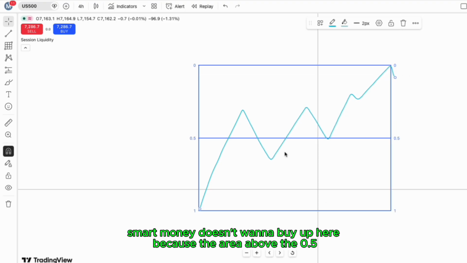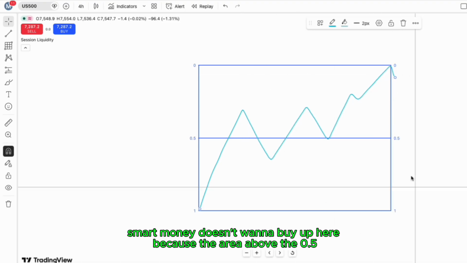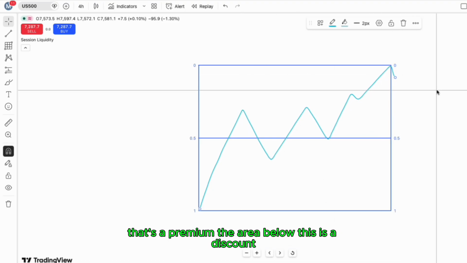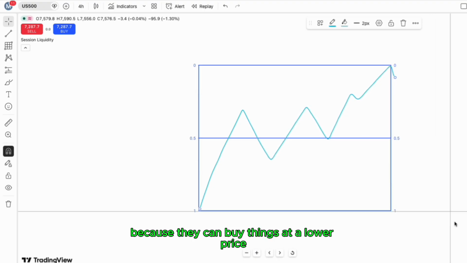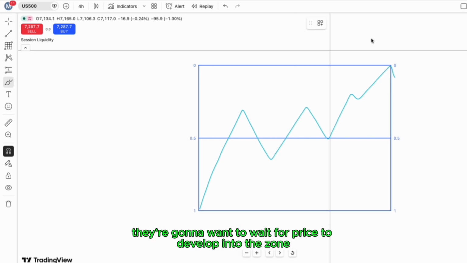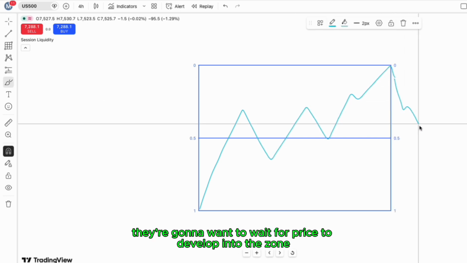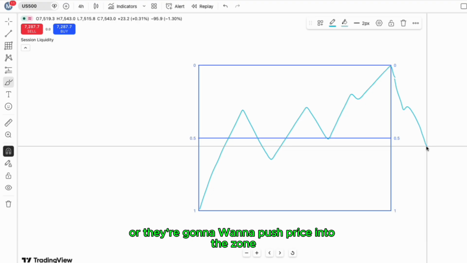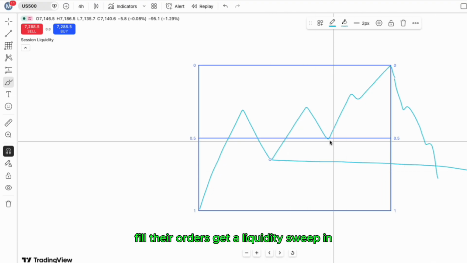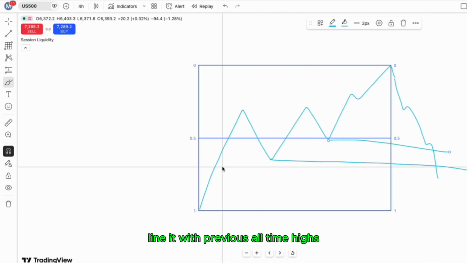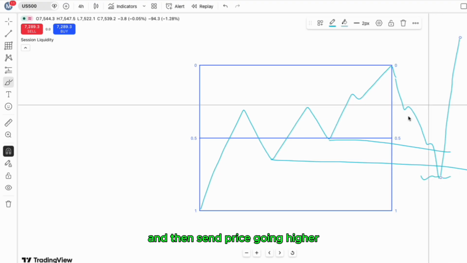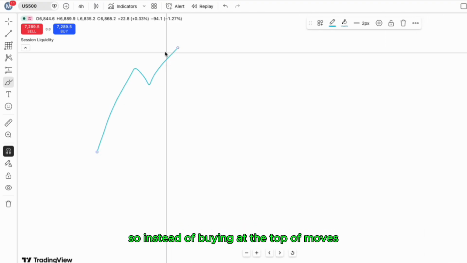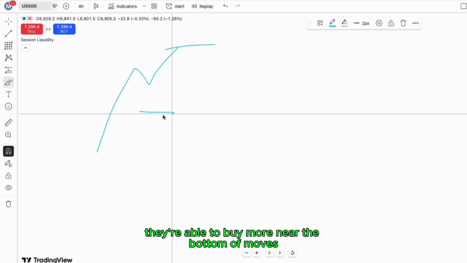Smart money doesn't want to buy up here because the area above this 0.5, that's a premium. The area below this is a discount. So smart money wants to buy here at the discount because they can buy things at a lower price. So what are they going to want to do? They're going to want to wait for price to develop into the zone, or they're going to want to push price into the zone, fill their orders, get a liquidity sweep in, align it with previous all-time highs, get the orders that they need, buy it at this discount area, and then send price going higher. So instead of buying at the top of moves, they're able to buy more near the bottom of moves.